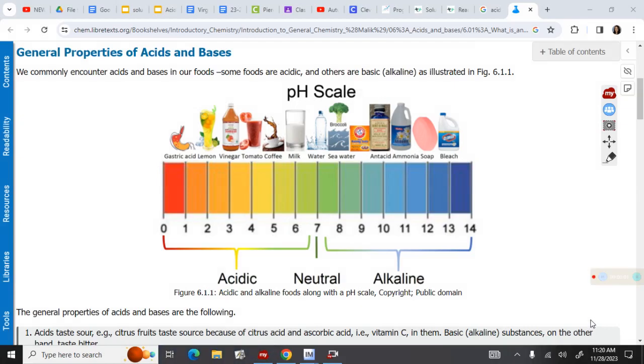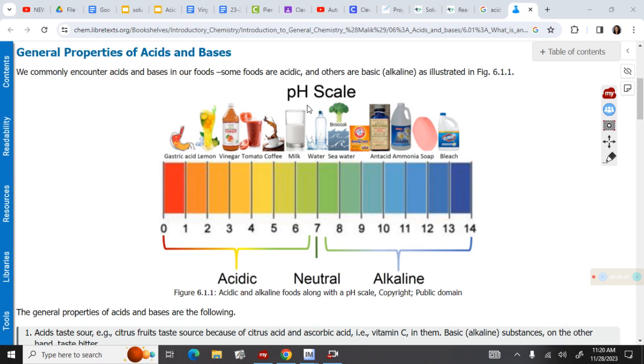All right, today we're going to talk about and compare the properties of acids and bases. And we're going to do this with a Venn diagram, but we're going to talk about the properties of acids and bases first before we put them on the Venn diagram. So as you can see here, we have the pH scale. pH stands for percent hydrogen.